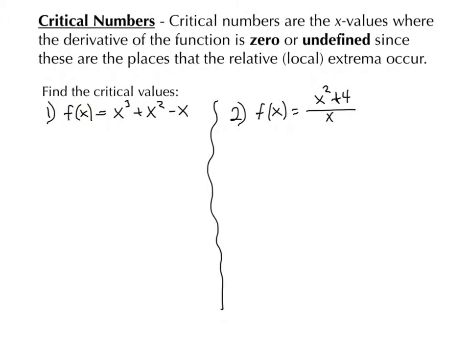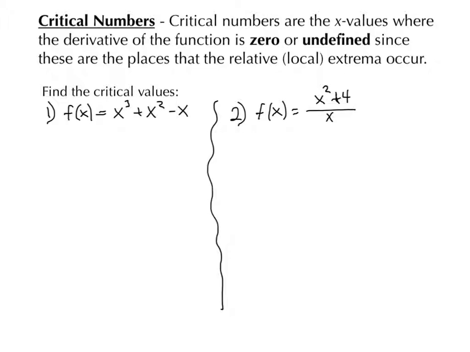Okay, critical numbers are defined as x values where the derivative of the function is 0 or undefined, since these are the places that the relative local extrema occur. So we just saw in those 4 examples, when we had a derivative of the function that was 0, then we would have a horizontal tangent and we would have either a relative min or a relative max.